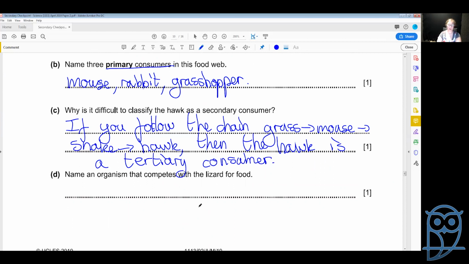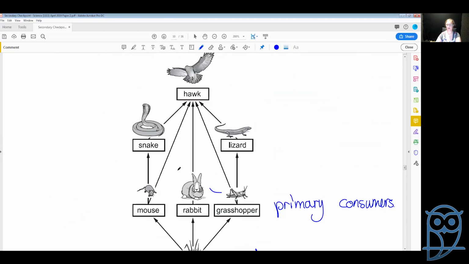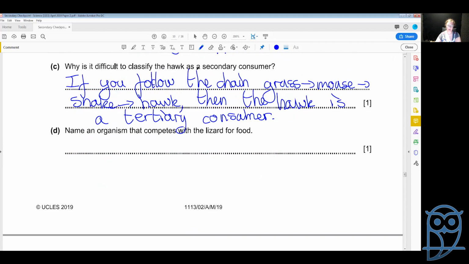Okay, name an organism that competes with the lizard for food. So if we go over here, our lizard eats the grasshoppers. So what other animals eat the grasshoppers? That would be over here, the hawk. So that's what competes with the lizard, is the hawk.